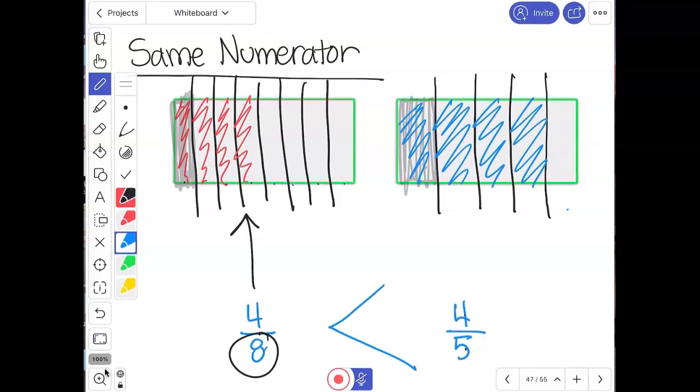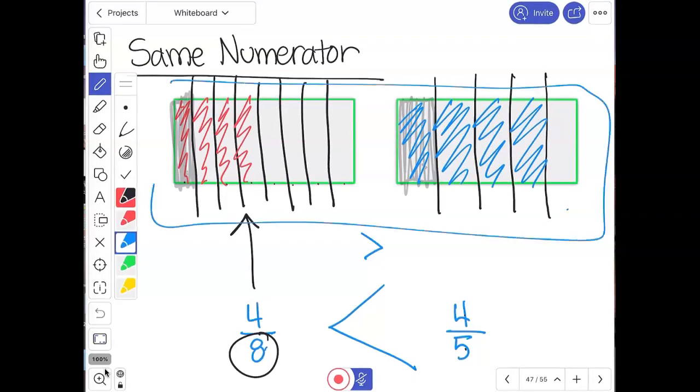Now here's where kids get tricked all the time. I'm going to give you the secret. Kids always say, oh, 8's greater than 5, so it goes this way. But you can see from this picture right here, that's not true. That is not true. Get rid of that.